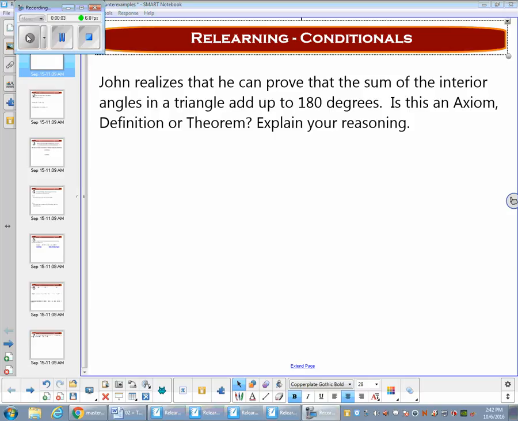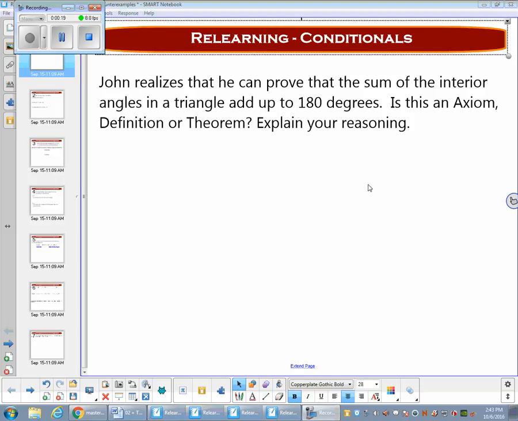Hello. Today we're going to look at the relearning for conditionals. First off, John realizes that he can prove that the sum of the interior angles of a triangle add up to 180 degrees. Is this an axiom, a definition, or a theorem?